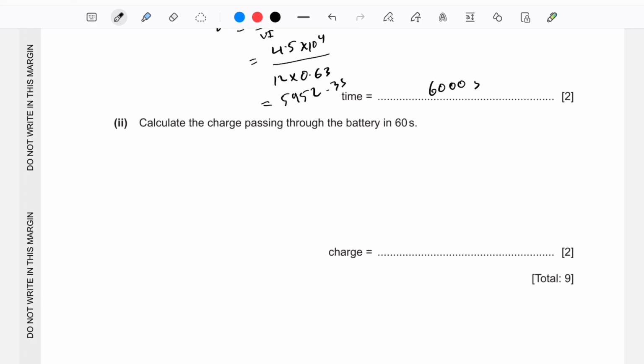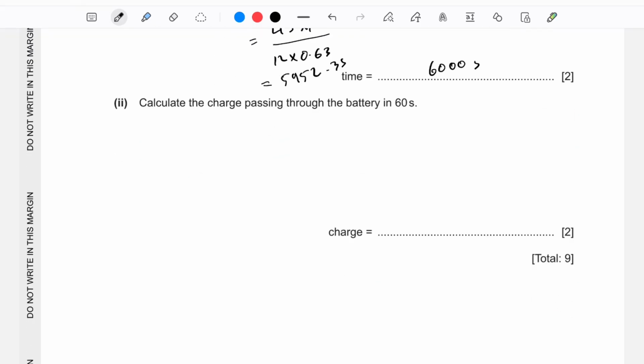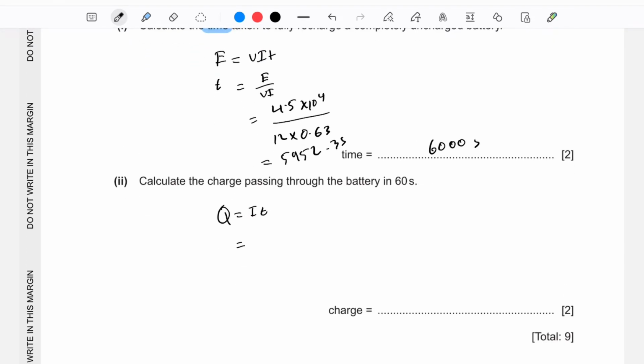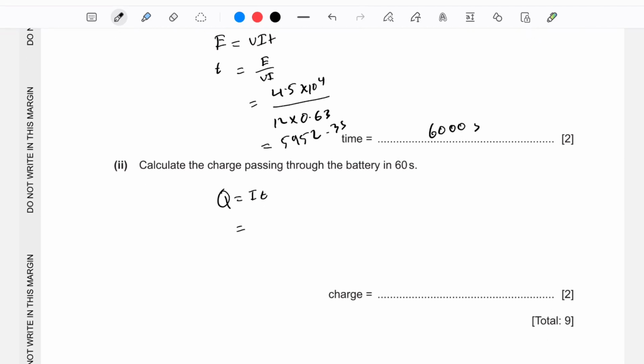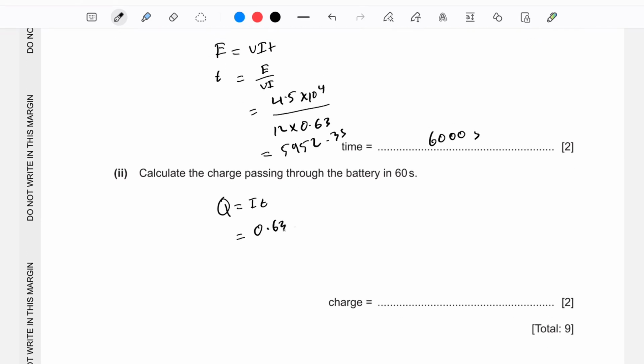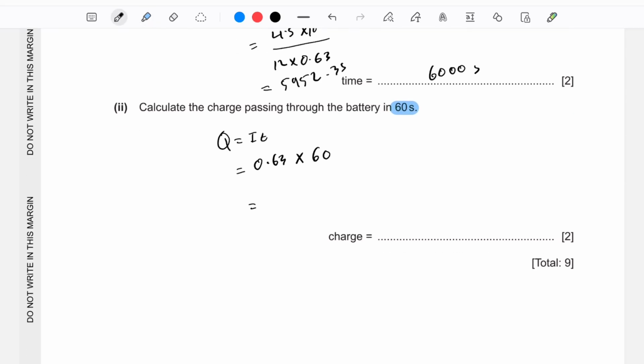Calculate the charge passing through the battery in 60 seconds. We can use the equation Q is equal to I times T. We know the current, that is 0.63 amps, multiplied by the time, which is given as 60 seconds. That gives us 37.8 coulombs, and it's 38.